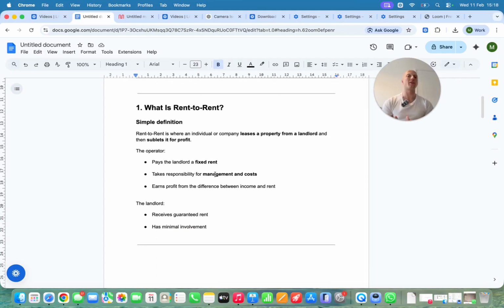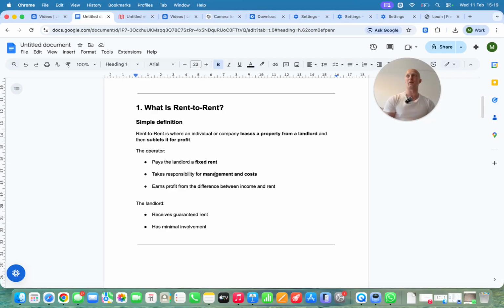Rent to rent is where an individual, I say individual, but it's actually more likely going to be a company, leases a property from a landlord or an agent and sublets it for profit. Super simple. The operator will pay the landlord a fixed rate, take responsibility for the management and the costs associated with running the property, and you will earn profit from the difference between income and the rent.